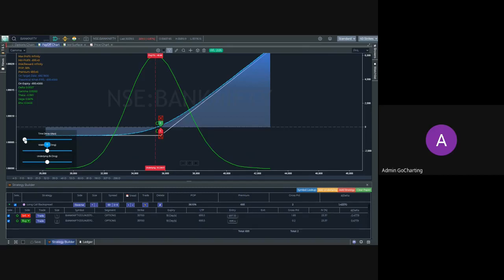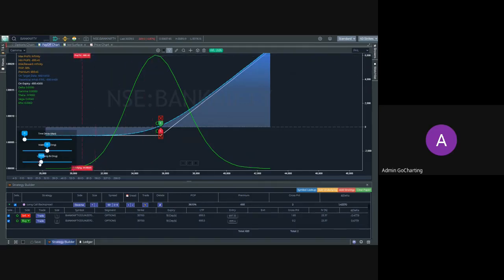Same is the case with time decay. So right now you have 18 days to expire, but as you keep moving it, on the last day, on the 18th day, it will be the same as if we were to expire it today. So that's what this time decay does. And the underlying percentage just tells you, basically moves this marker on the underlying.